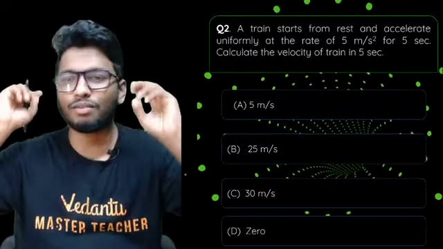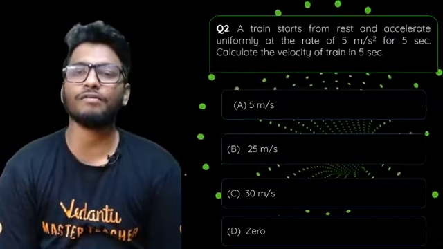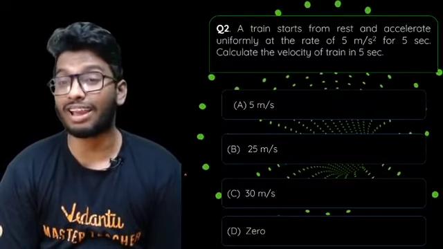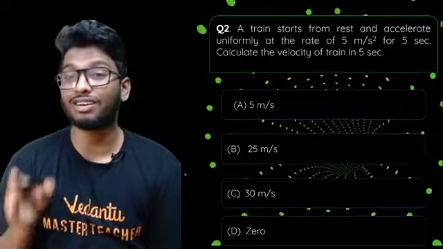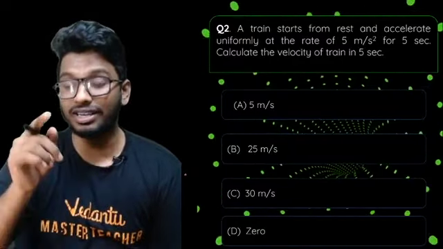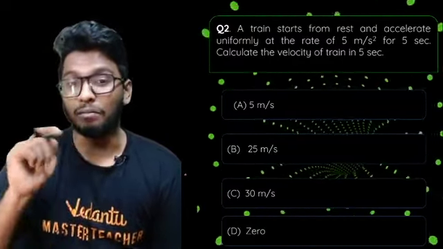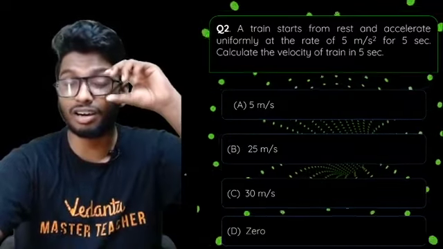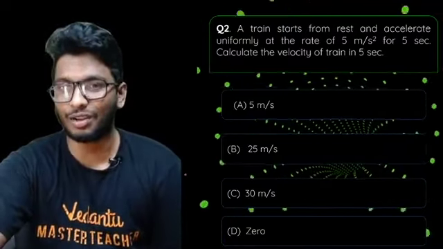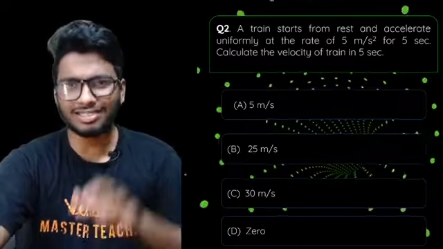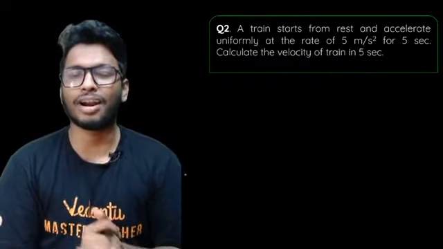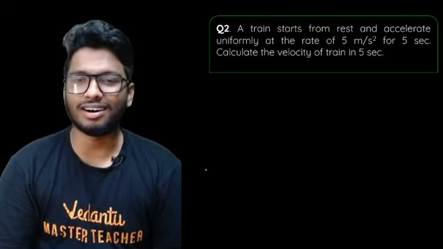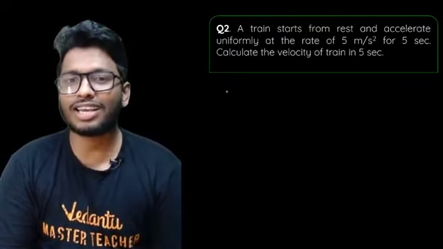A train starts from rest and accelerates uniformly at the rate of 5 meter per second square for 5 seconds. Calculate the velocity of the train in 5 seconds. Is it option A, 5 meter per second, B, 25 meter per second, C, 30 meter per second, or D, is it 0? Now, this is a very interesting question. Try to do it by yourself, but I'll give you some of the basic information, but I want all of you guys to try it out and let me know in the comment section below what is the answer. All right. So here's the question, guys.